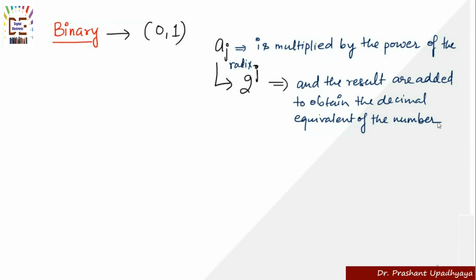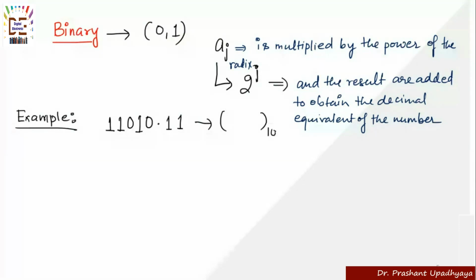So let me take one example. Let's say I have 11010.11, and I have to convert this into decimal. Decimal means the one which has a base of 10. So we have to convert this number 11010.11 to the base 10. For that we have to use the series coefficient terminology.